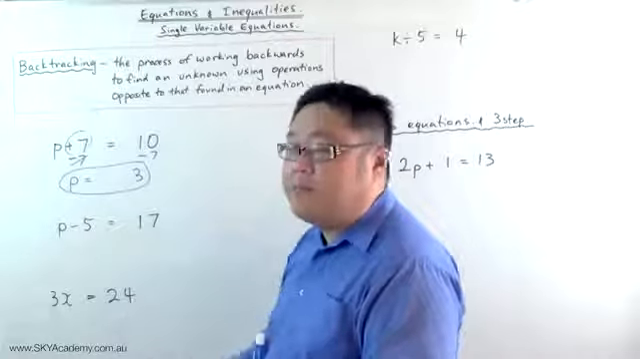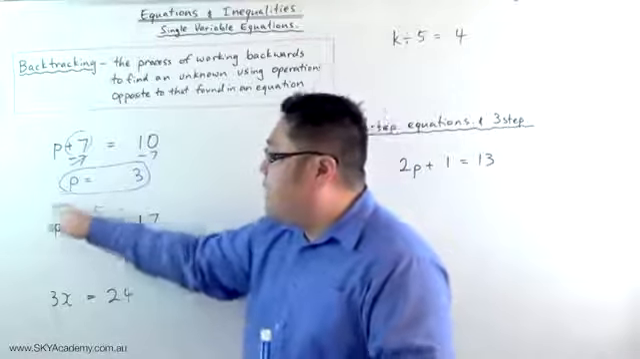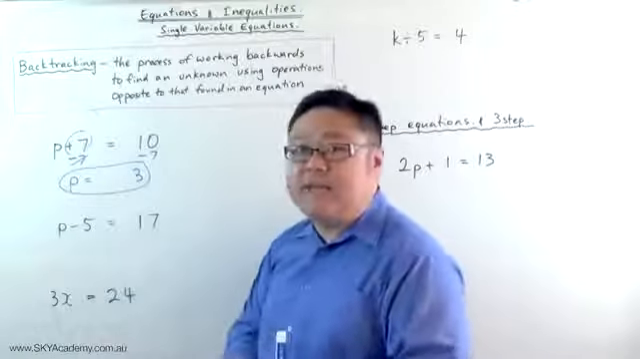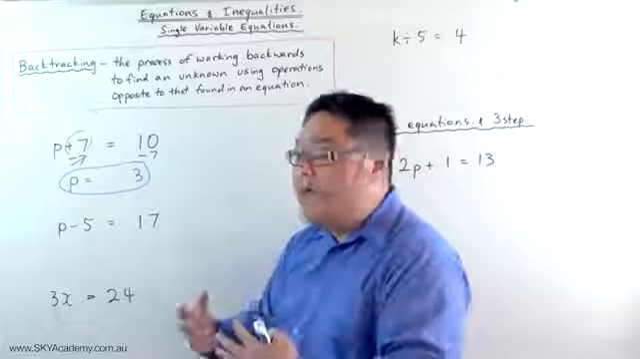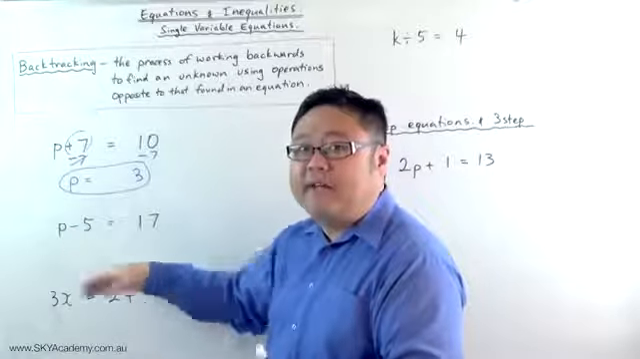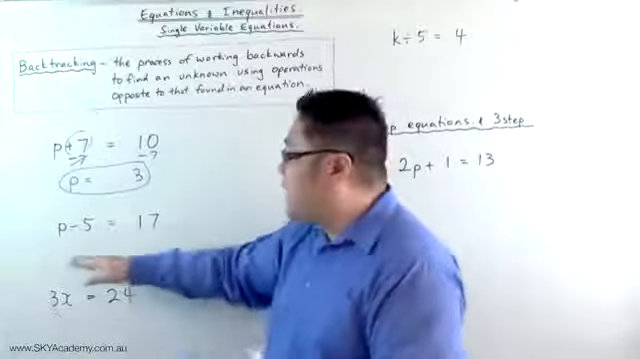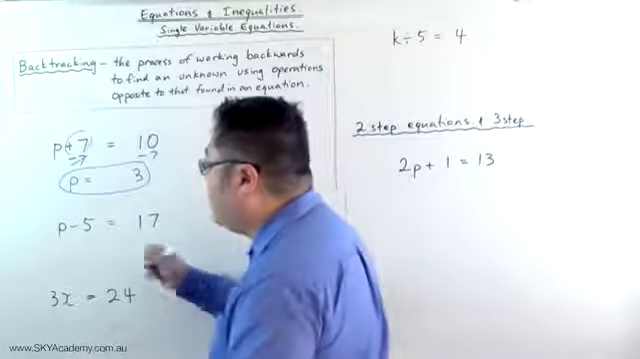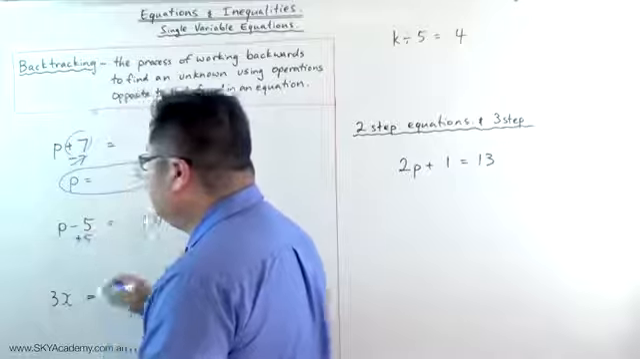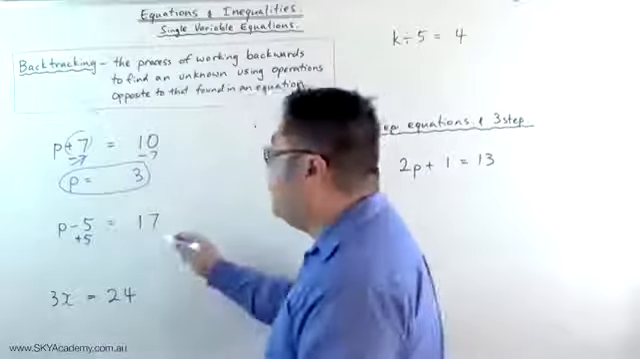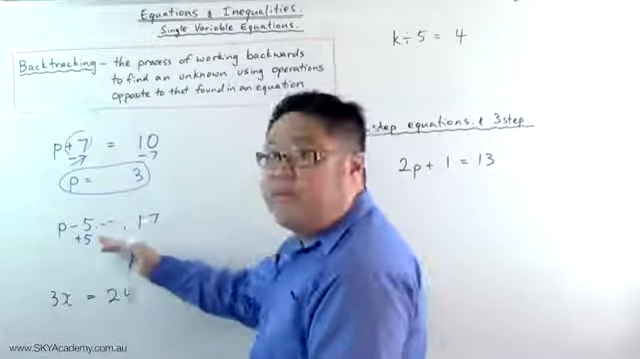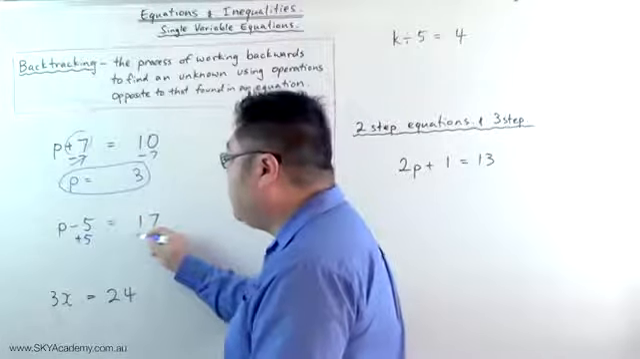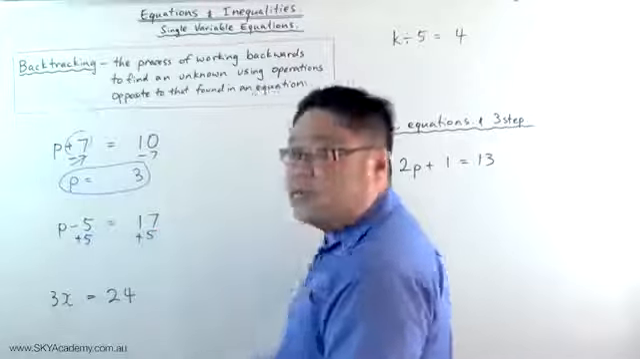Let's have a look at this example. In this example, on the left-hand side, 5 less than P is equal to 17. So how do you get to P? How do you get to P if you're 5 less than P? Basically, you've got to undo the minus 5. You undo the minus 5 by plussing 5 to the left-hand side, and you've got to preserve the equality by plussing 5 to the other side.